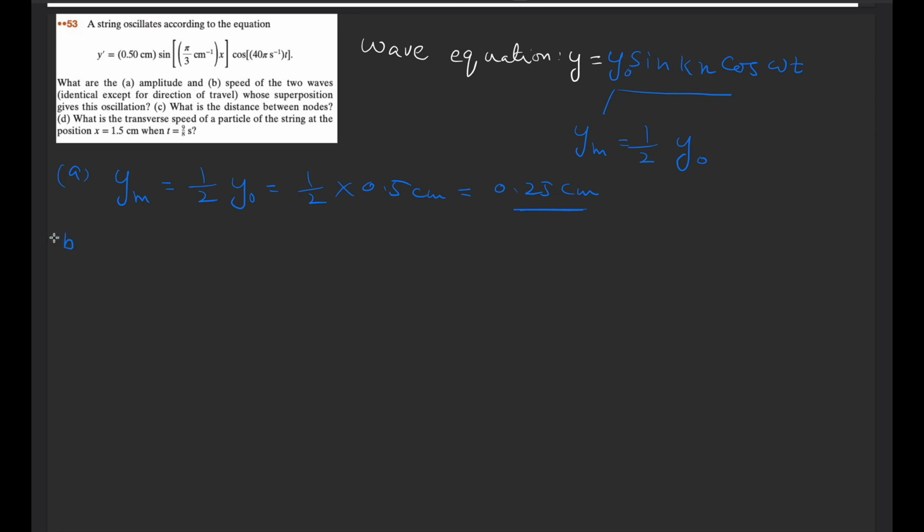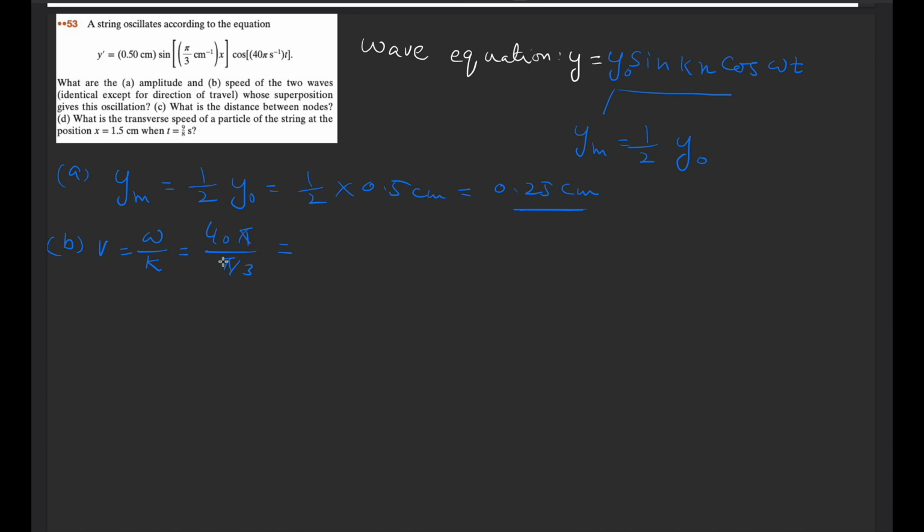the speed of the two waves. So we have to find the speed. Speed is given by v, which is equal to omega divided by k. Here omega is this term, and this term is cos. So omega is 40 pi and k is pi by 3.